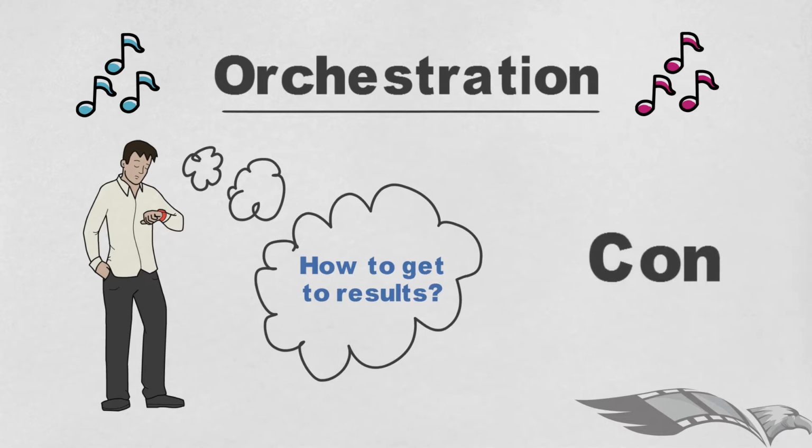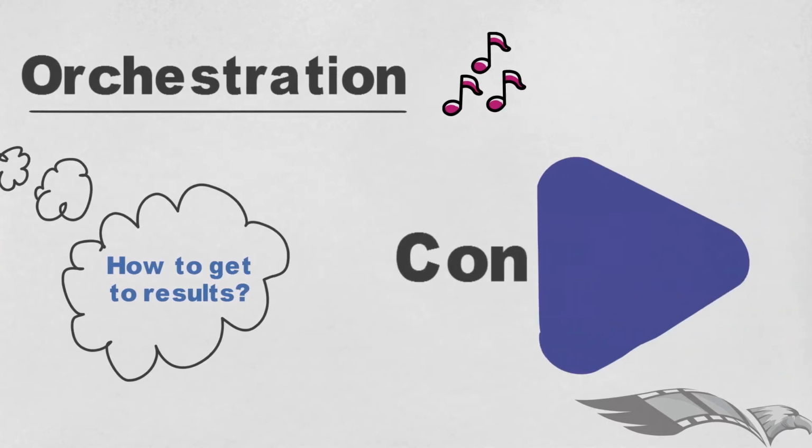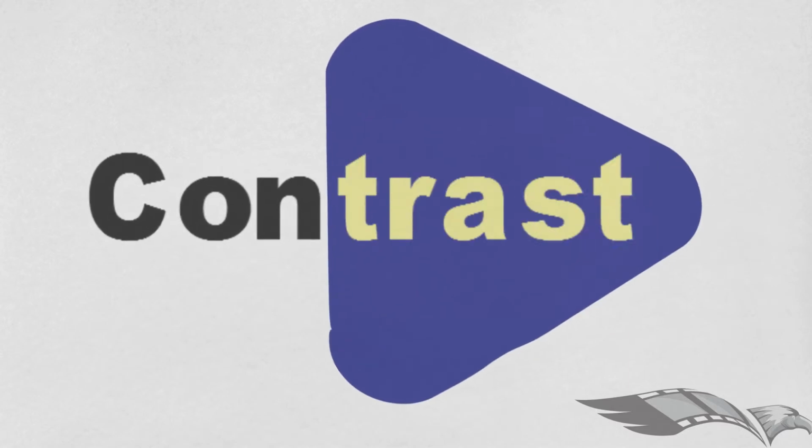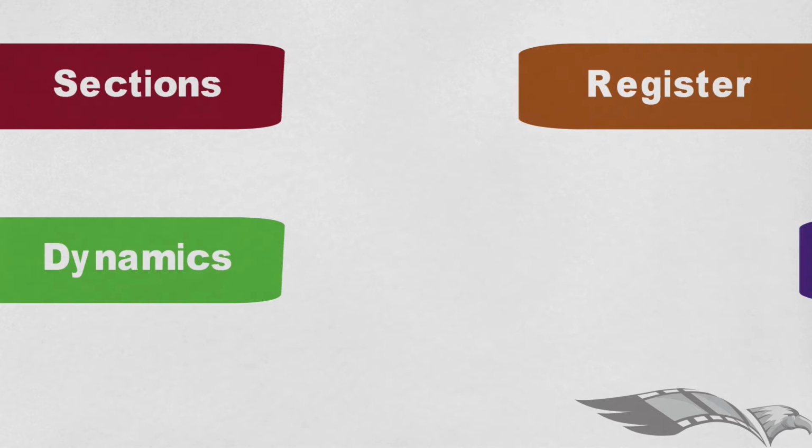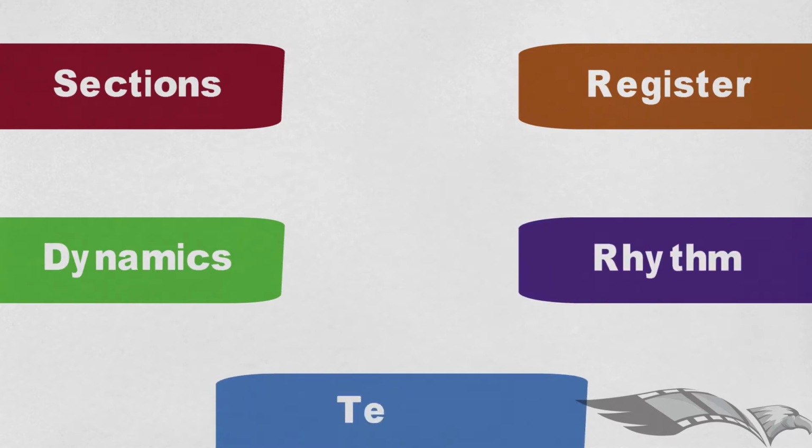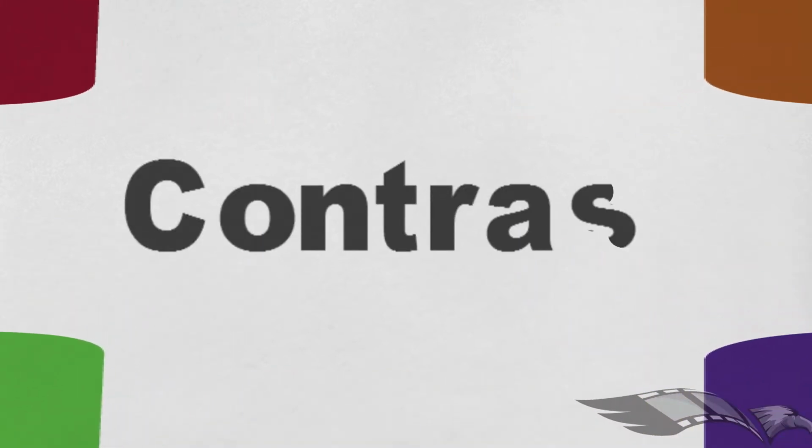So let's focus on just one aspect of orchestration for now, and that is contrast. Contrast can be applied to many things, like instrument sections, register, dynamics, rhythm, tempo, and so on. If contrast was your base of thinking, then this would have reduced many options naturally. But let me give you some actual examples from the piece.